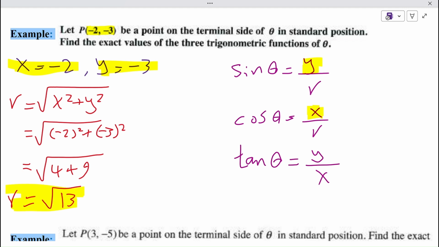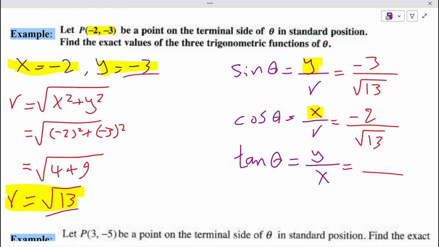Guys, now we have r, x, and y. We just substitute in our rule. Look here. Where's y? Y is -3 over r, which is the square root of 13. So sine is -3 over the square root of 13. Now, what about x? Cosine is -2 over the square root of 13. And tan is equal to y, which is -3, over x, which is -2. We cancel these minuses, and this becomes 3 over 2. This is our solution. Look, guys, how easy the question is.